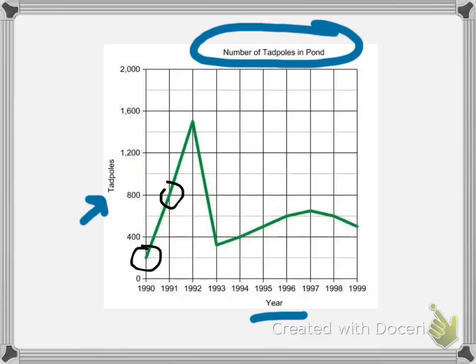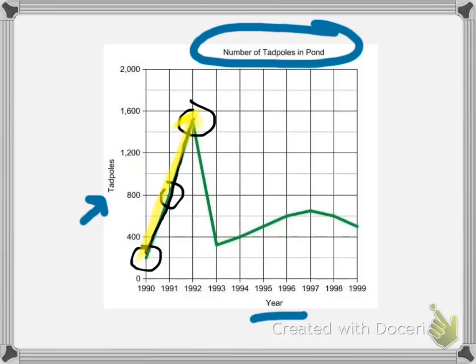And then in 1992, all the way up here. So you can see, and if we think back at the chart that we just looked at, there's a steady growth in the amount of tadpoles. And then you might ask yourself the question, I wonder why that is, and look at the environment to try to figure that out.